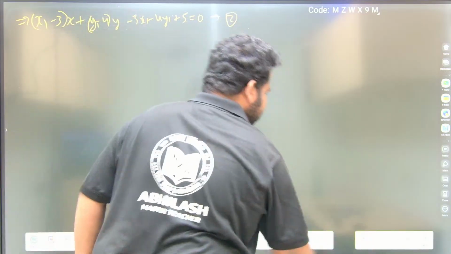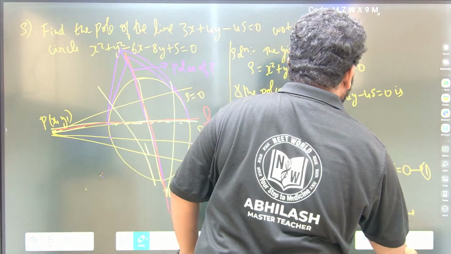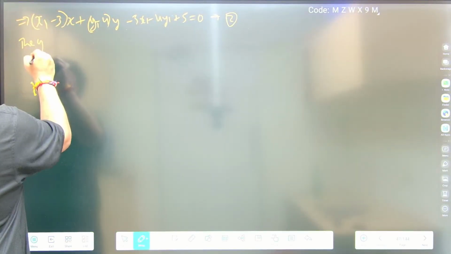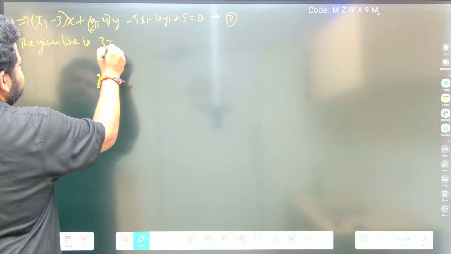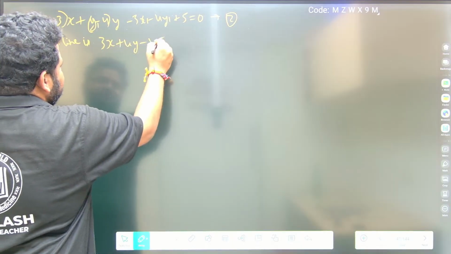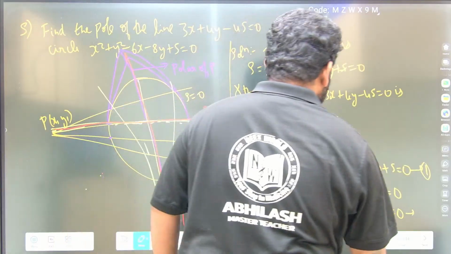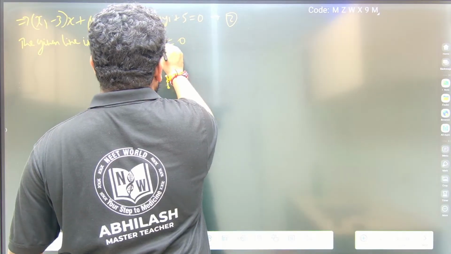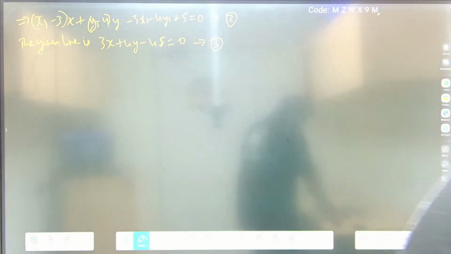Now the given line is 3x plus 4y minus 45 is equal to 0. This is what we are having, friends. Let this be equation 3.